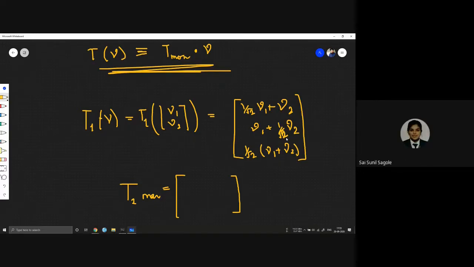1 by root 2, 1 by root 2, 0. Okay. 0, 1 by root 2, and 1 by root 2, 1 by root 2. 0? I heard 1. 0. 1, it will be 1. 1 by root 2, 1 by root 2, 1. Yeah, it will be 1, 1, not 0. Yeah, it's 1 by root 2, 1 by root 2, and 1.